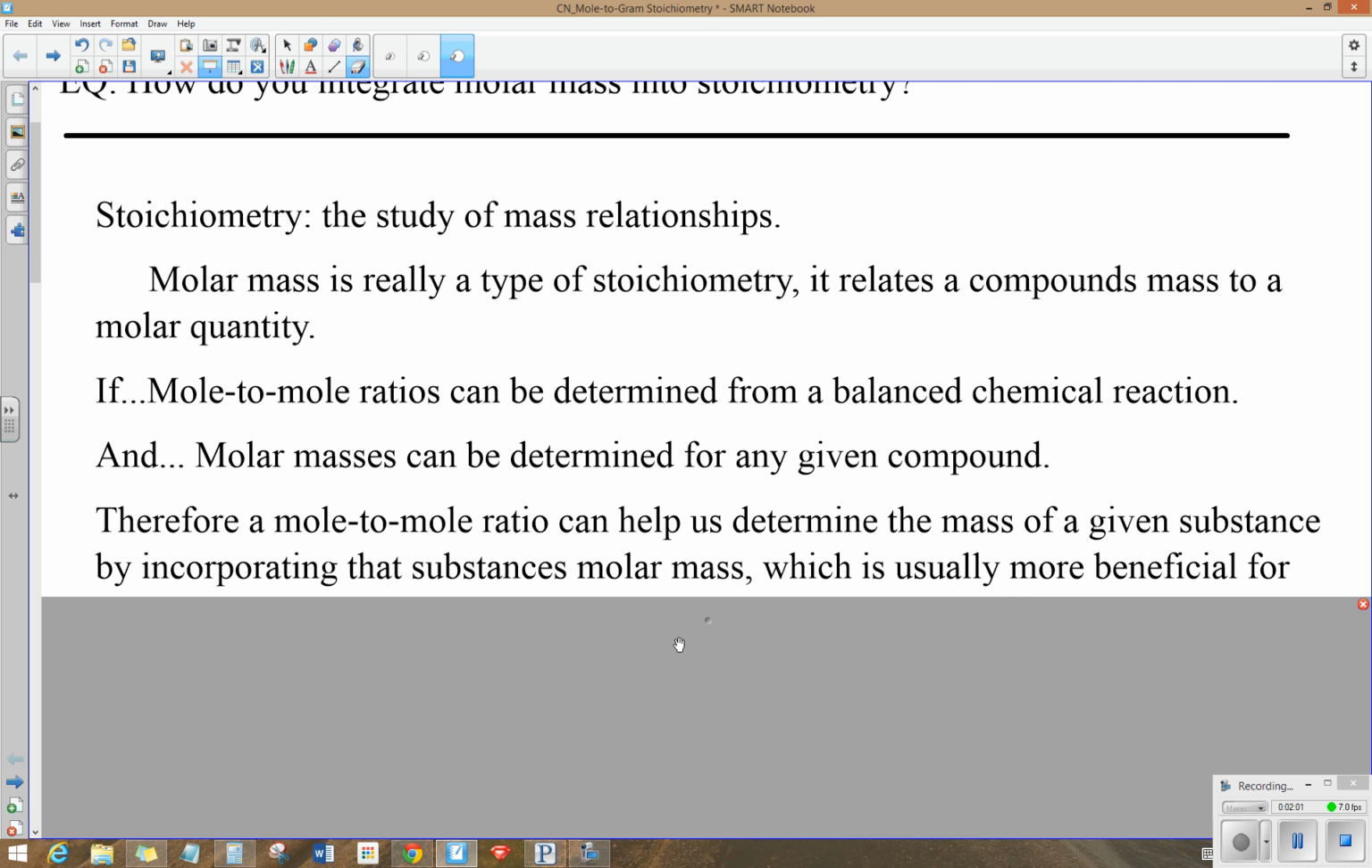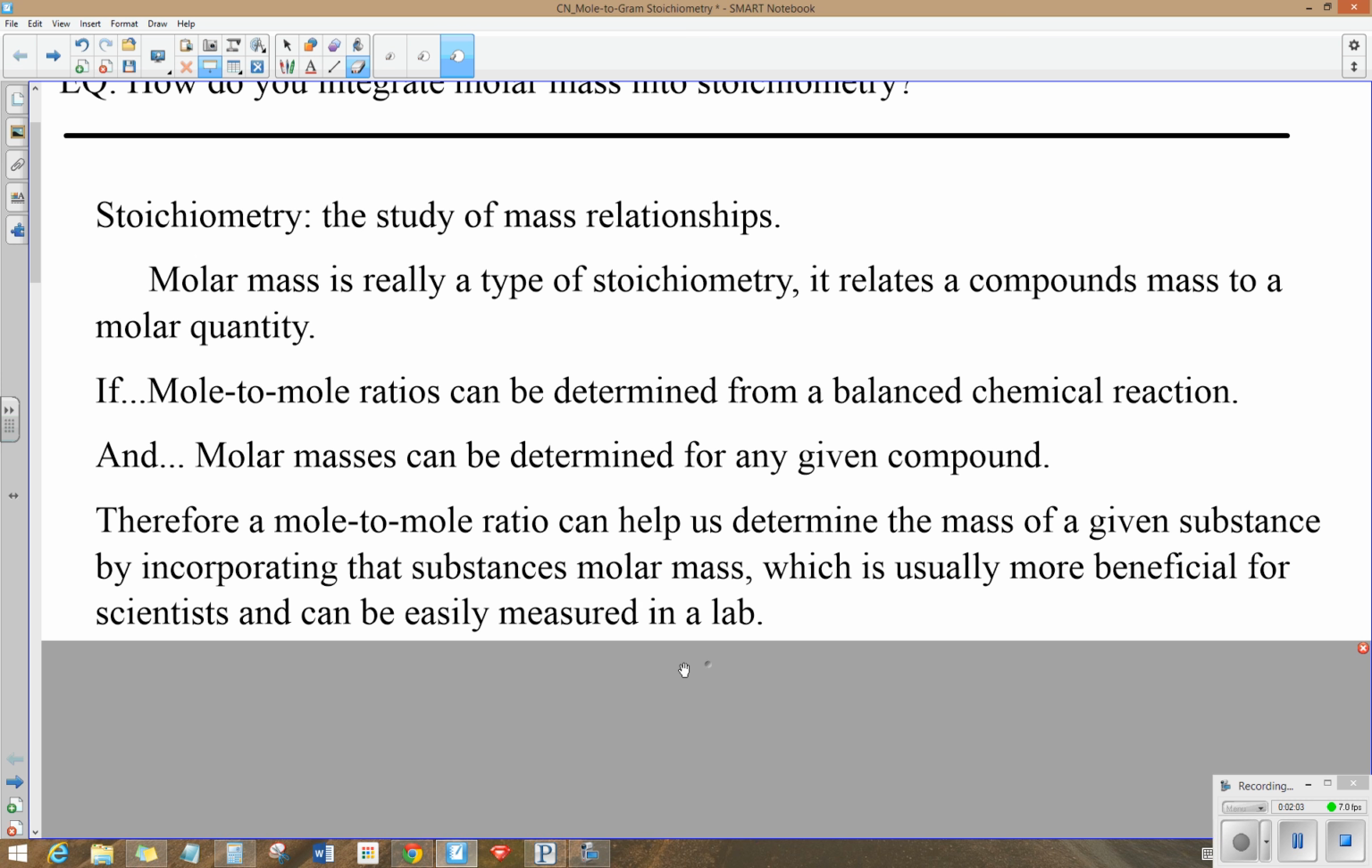Therefore, when we combine these together, we can use the mole-to-mole ratio to determine the mass of a given substance by incorporating that substance's molar mass. And this is typically much more beneficial and useful for scientists. It can be measured in a lab, it can be tested and then verified using a variety of equipment that measures mass. So let's jump right in.